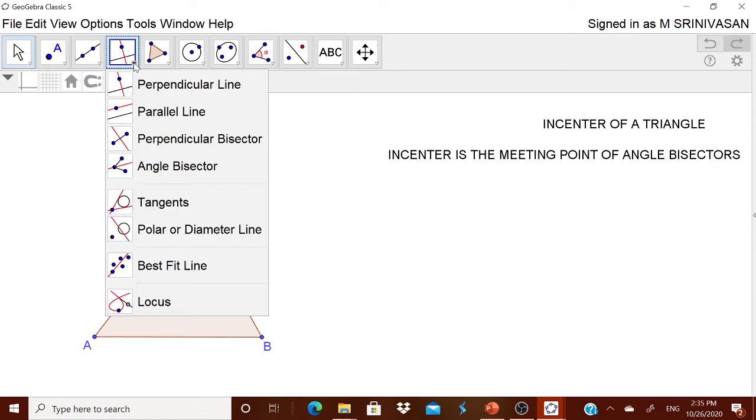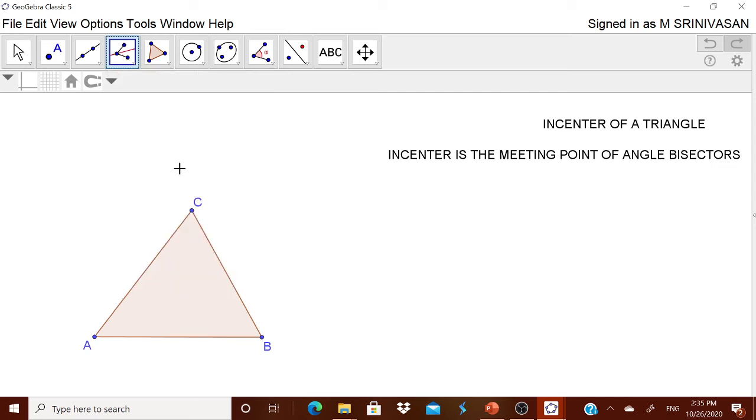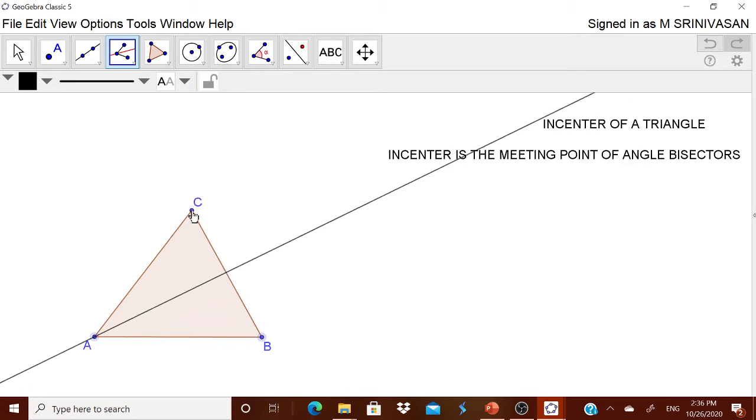Well, we should go for the angle bisectors of the angles. Here you are having it, angle bisectors. How to get the angle bisectors? Now it tells select 3 points or 2 lines. For example, if you want to get the angle bisector of angle A, you can touch B, A and C. You got the angle bisector.